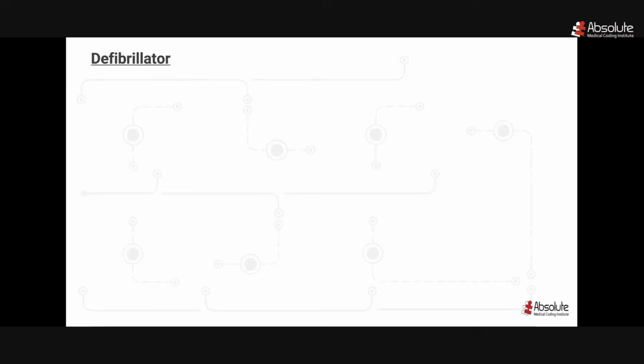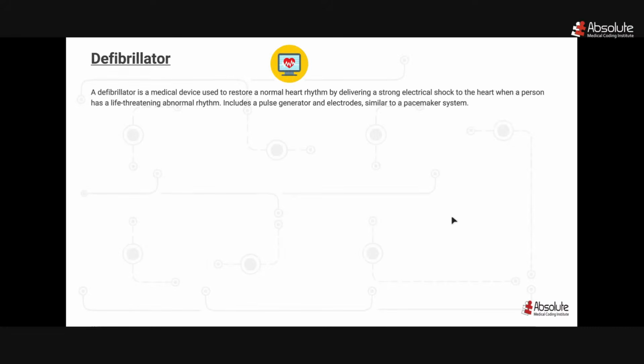All right, now we are moving on from keeping the heart in rhythm to saving the heart when it completely loses control. Okay, so let's talk about the defibrillator. So what is a defibrillator? A defibrillator is a medical device used to restore a normal heart rhythm by delivering a strong electrical shock to the heart when a person develops a life-threatening abnormal rhythm, like ventricular fibrillation or ventricular tachycardia.